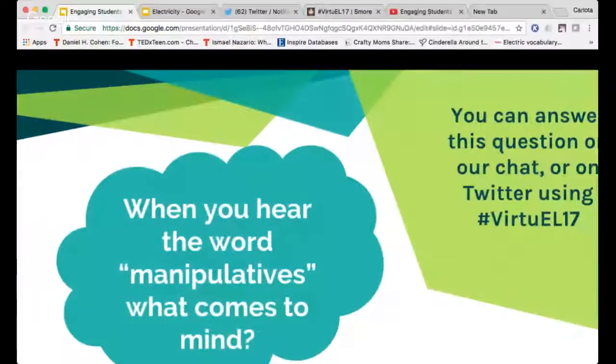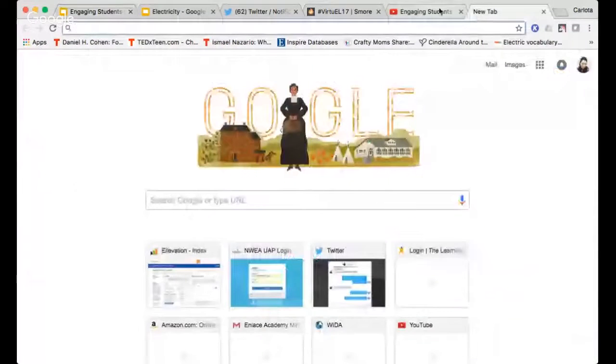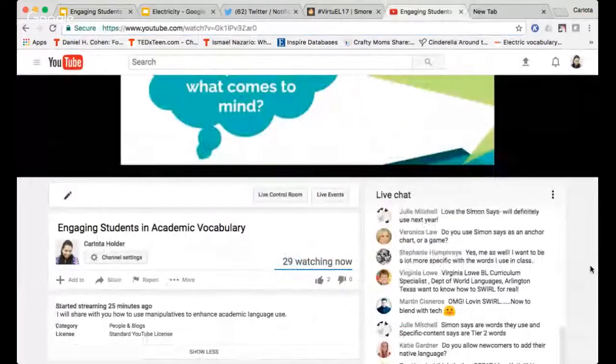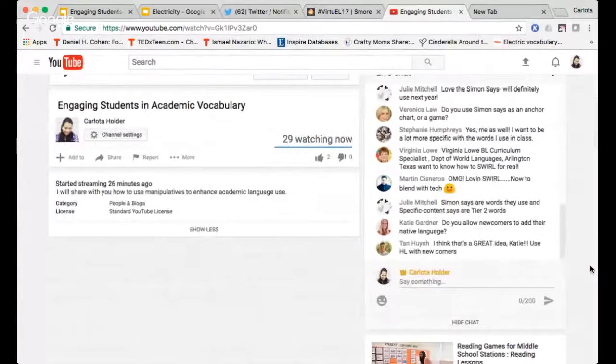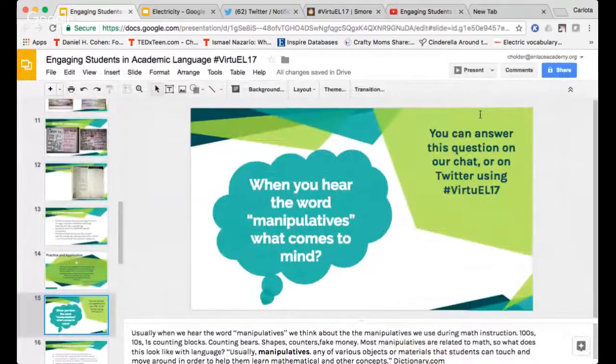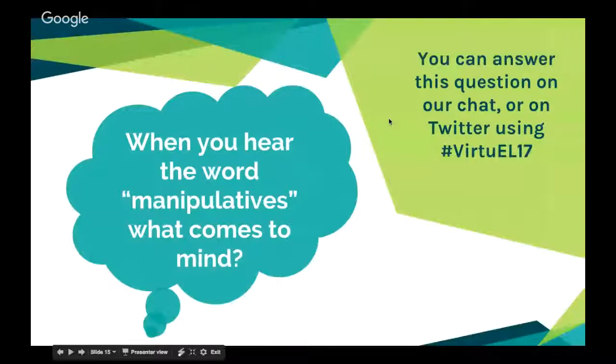And I am going to get out of my screen share for a minute and see. Katie, I do allow newcomers to add their native language. 110%. Never say no to using the native language. Translanguaging is so powerful. All right, anybody have any ideas on what comes to mind when you use the word manipulatives?